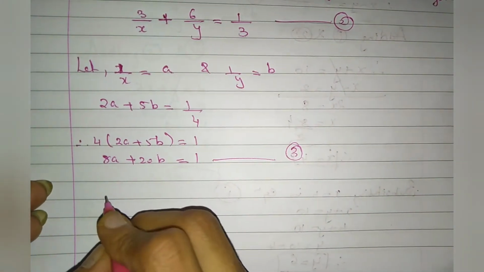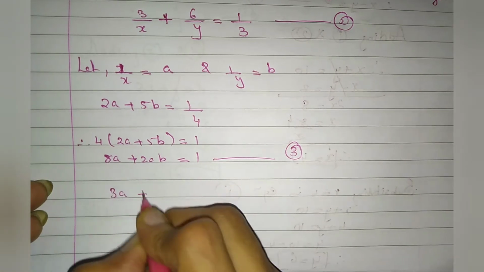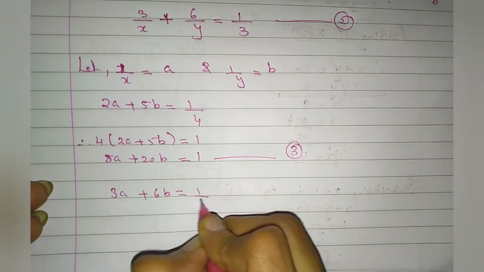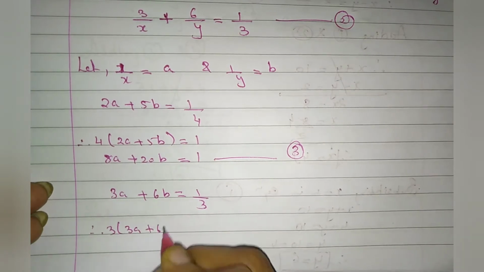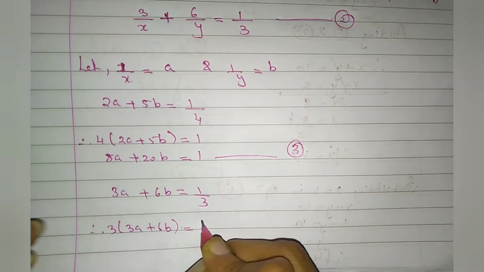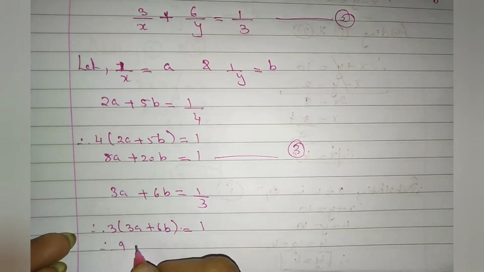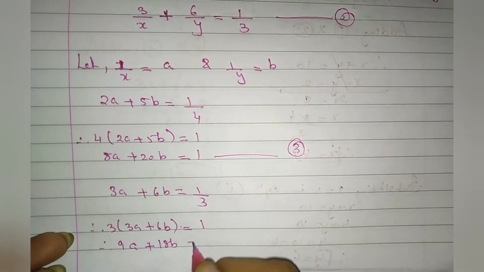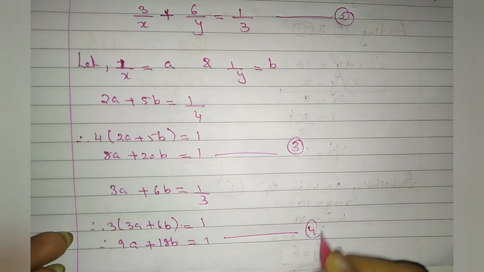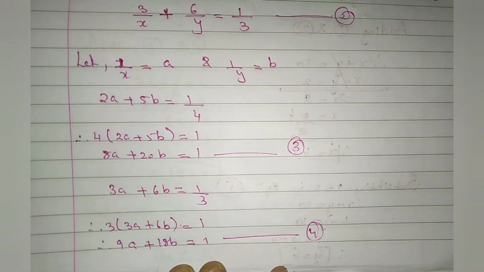Now this one we have to change. So equation 2, 3a plus 6b equal to 1 upon 3. Therefore 3 into 3a plus 6b equal to 1. 3 3s are 9a plus 6 3s are 18b equal to 1. Fourth one. Now we have to make this same.